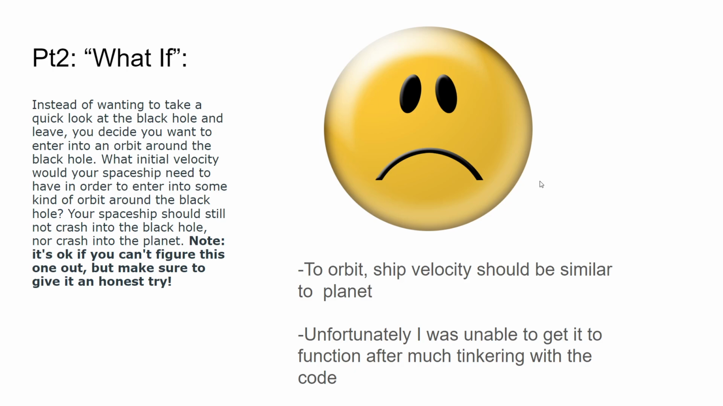And the what if, like I said, it's pretty difficult, so I wasn't ultimately able to figure it out. I know that to get it to work, the ship's velocity should be similar to the planet's velocity so they can orbit, but after tinkering with the code quite a bit, I could not get it to work. I just kept crashing into the black hole over and over again.